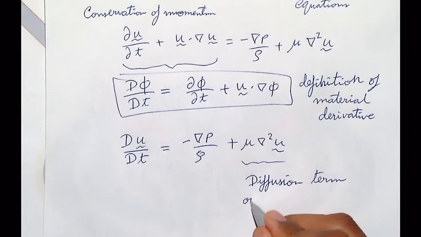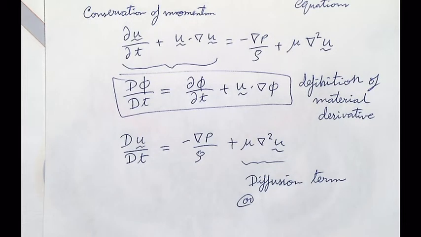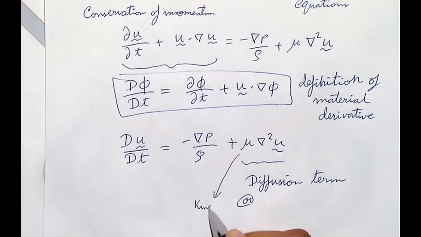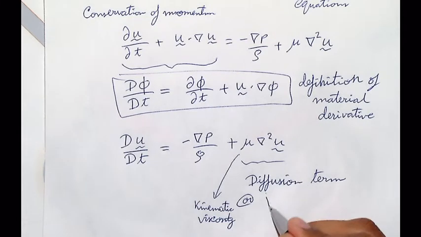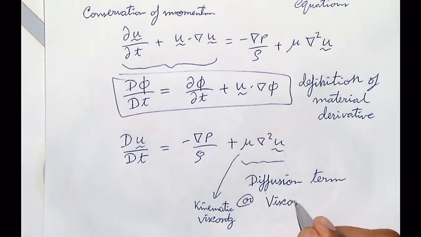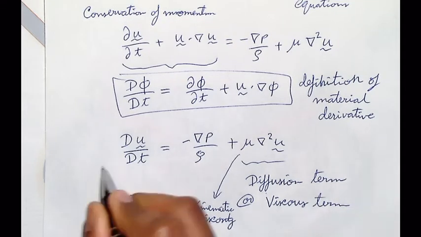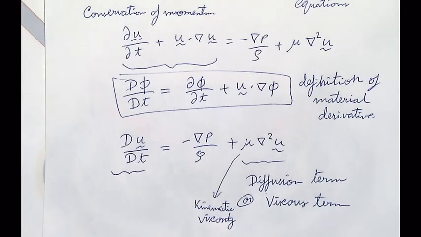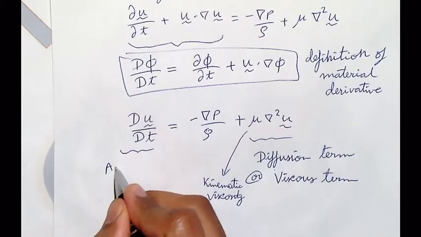Also called, do you know what it's called? Do you know what mu is called? Kinematic viscosity. Yeah, this is the kinematic viscosity. So this term is the diffusion term or the viscous term. And the left-hand side is basically telling you how u is advected in the flow. So this part is called the advection term.